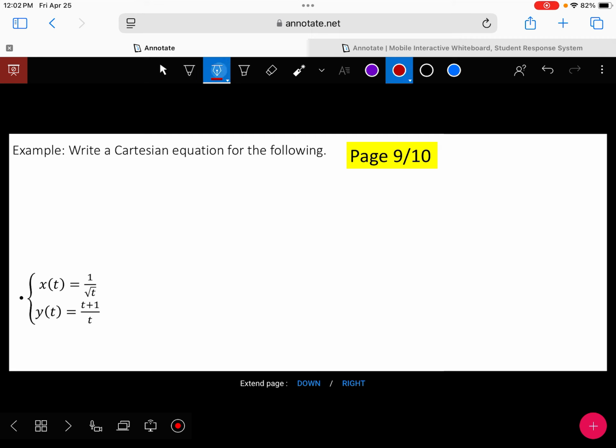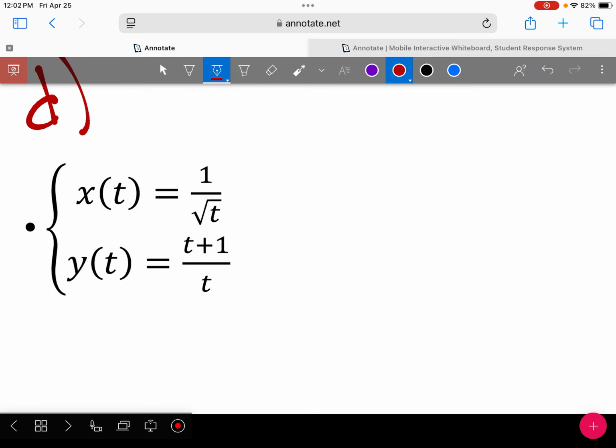So starting out, am I starting with a domain of all real numbers? Let's look at what we got here. We got a lot going on. So in my denominator, I have the square root of t. So let's figure out what that means. That means that t has to be greater than 0, but because it's in the denominator, it can't equal 0. So my first domain is that t has to be greater than 0.